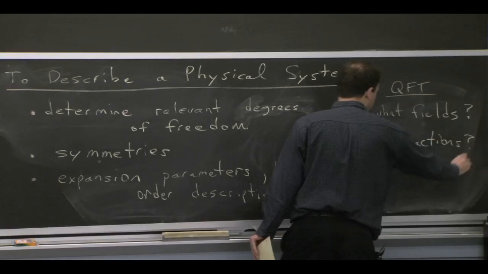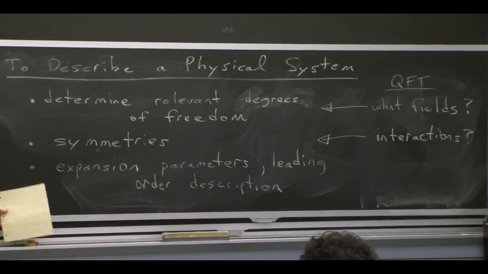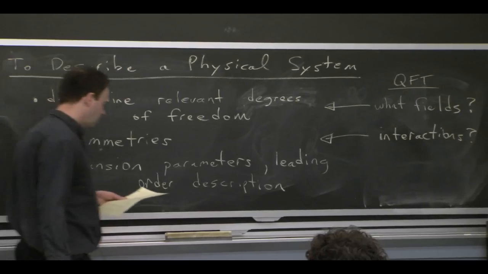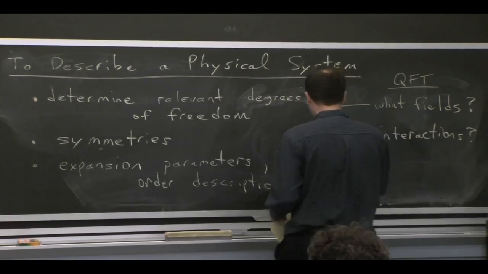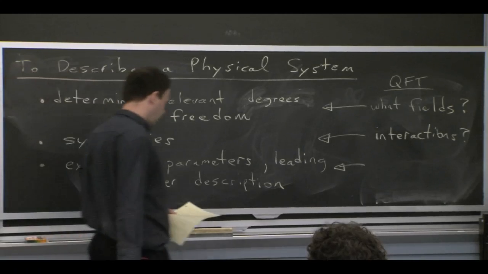The symmetries basically guide you about the interactions. If you have gauge symmetry, then of course you're going to write down something that respects that symmetry. That's going to tell you something about the interaction terms. And then finally, this expansion parameter goes under the rubric of what is called power counting.